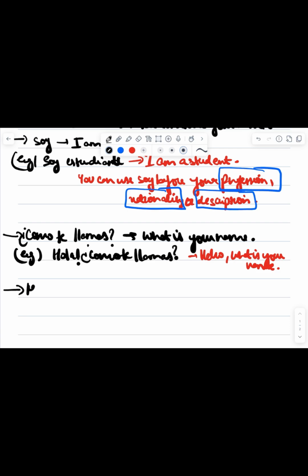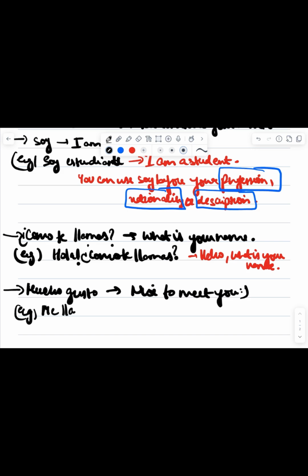The fourth phrase is mucho gusto. After learning someone's name, it's polite to say mucho gusto, which means nice to meet you. It's a friendly expression that you'll hear very often when people meet for the very first time. For example, me llamo Sofia, mucho gusto. Simple, polite, and easy to remember. My name is this, nice to meet you. It's a polite gesture, just as even in English you say hey, my name is this, nice to meet you. In Spanish you can say hola, me llamo Sofia, mucho gusto, nice to meet you.